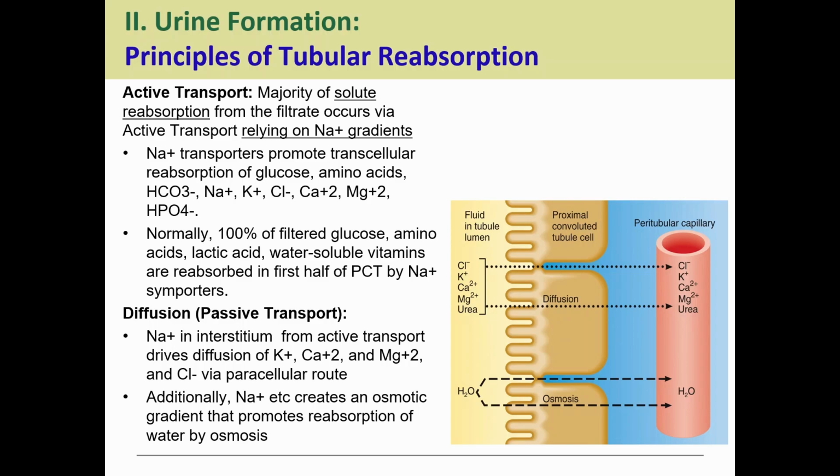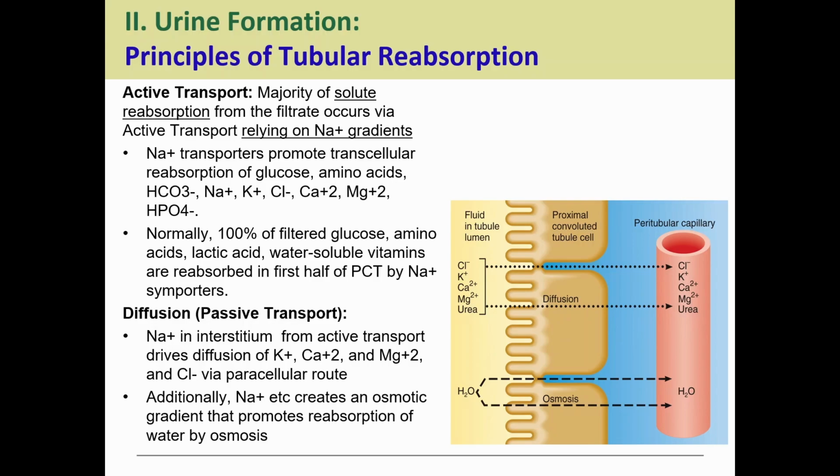Normally, 100% of the glucose, the amino acids, the lactic acids, vitamins, right, things of that sort are reabsorbed in that first part of the proximal convoluted tubule, and we're doing that by these sodium symporters. Now diffusion, right, sodium that's in the interstitium space from active transport is then going to help drive the diffusion of potassium, calcium, magnesium, and chloride using the paracellular route.